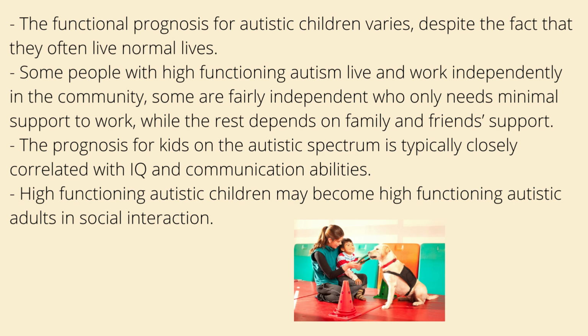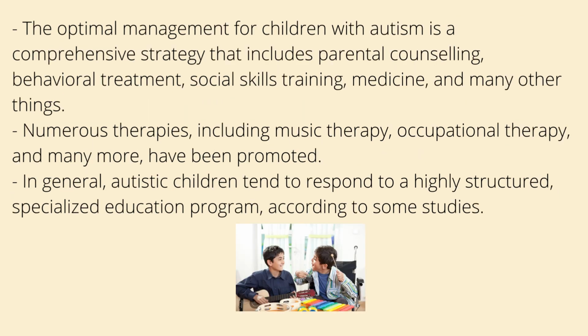Some people with high functioning autism live and work independently in the community. Some are fairly independent and only need little support, and the rest all depend on family and friends. The prognosis for kids on the autistic spectrum is typically closely correlated with IQ and communication abilities. High functioning autistic children may become high functioning autistic adults in social interactions in the future.